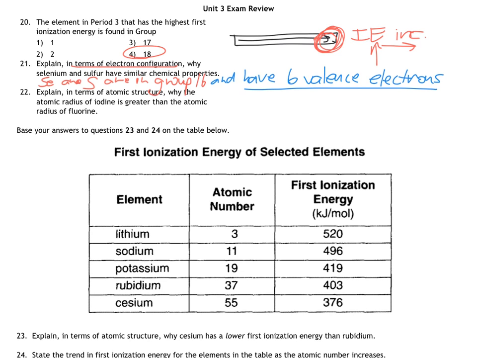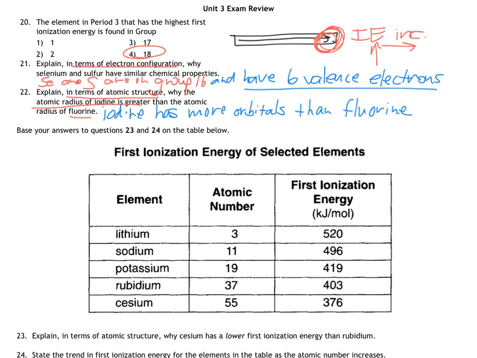22, it says explain in terms of atomic structure why the atomic radius of iodine is larger than the atomic radius of fluorine. So iodine and fluorine are similar because they're both in group 17, but fluorine is at the top and iodine is towards the bottom. So in terms of atomic structure, the reason why iodine is larger is because it has more orbitals.